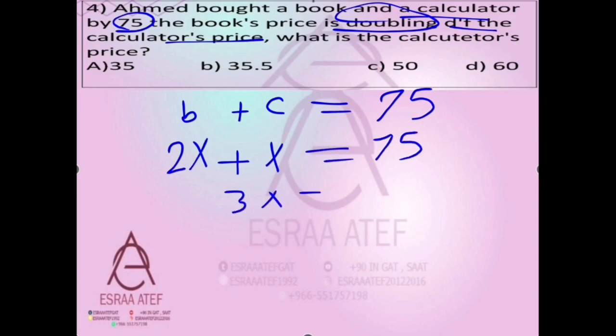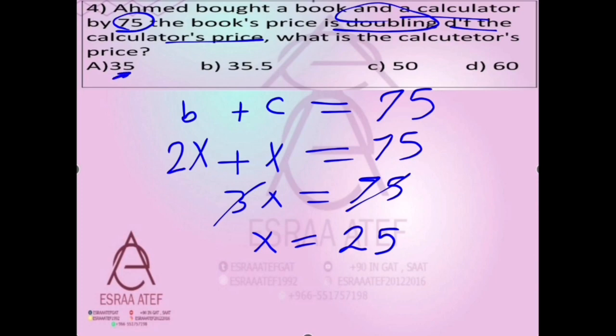So 3x equals 75. To get x, we will divide 75 by 3. We divide by 3 on both sides, which means x equals 25. Here in this choice it's 25, not 35. It's a typing mistake. So the price of the calculator, which is x, equals 25.